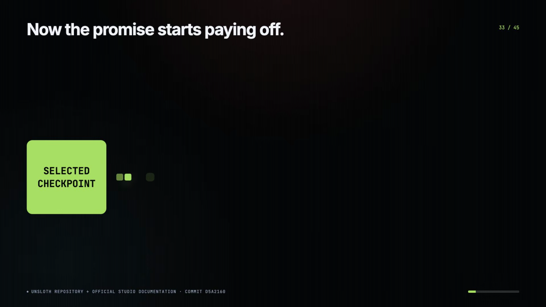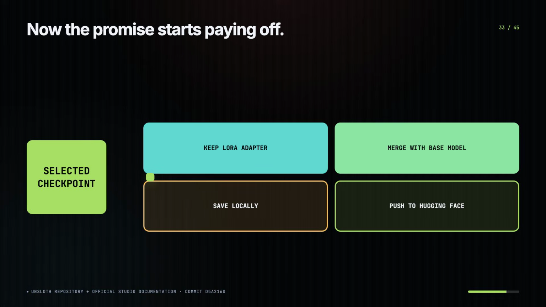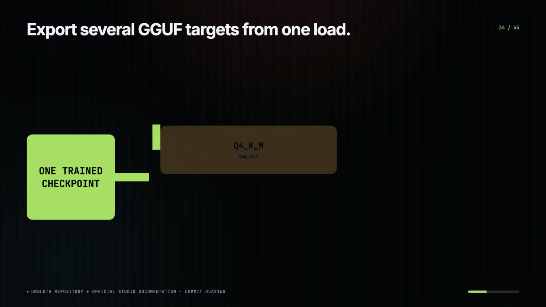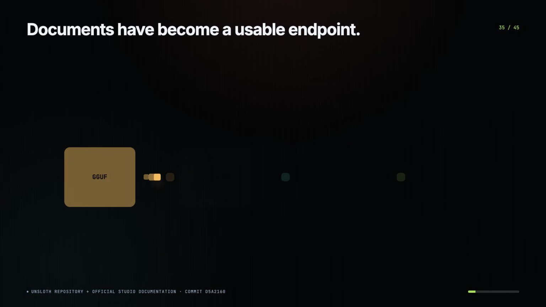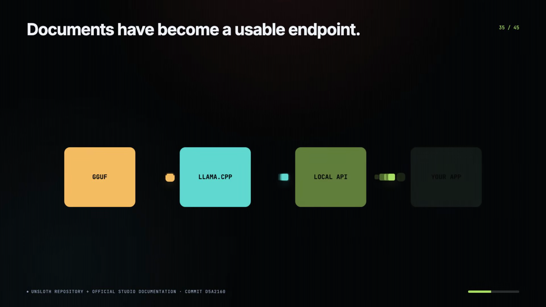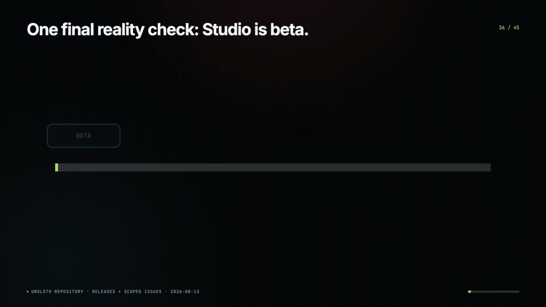Now the promise pays off. Keep the adapter, merge it, save locally, or send supported files to Hugging Face. Studio exports several GGUF sizes. Smaller versions need less memory, with a quality trade-off. Run GGUF through Llama CPP or expose an OpenAI-compatible local API. Documents have become a usable endpoint without manually rebuilding the project inside a separate serving stack. That end-to-end moment is Studio's strongest argument.